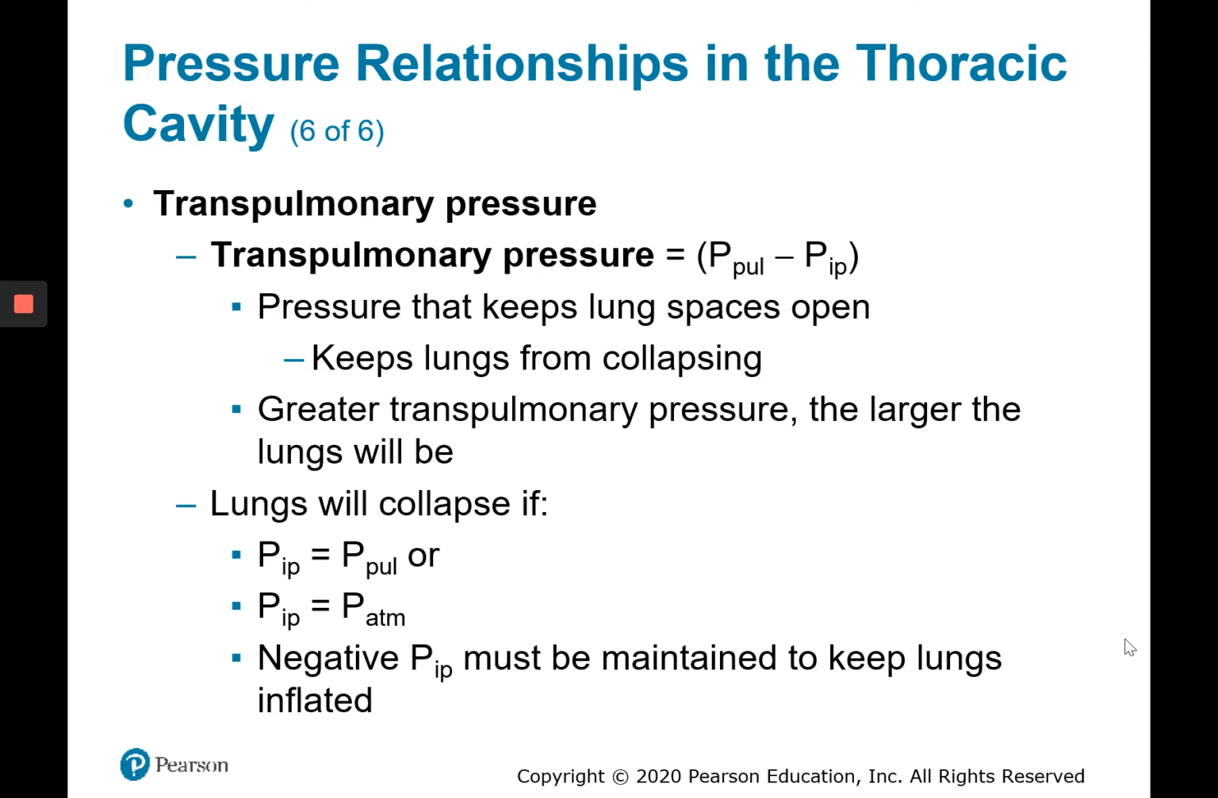Transpulmonary pressure is a pressure that keeps the lung spaces open. It's the difference between intrapulmonary pressure and intrapleural pressure. And this is the pressure that can demonstrate that intrapleural pressure is negative.